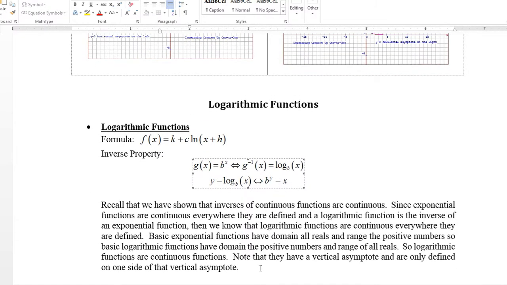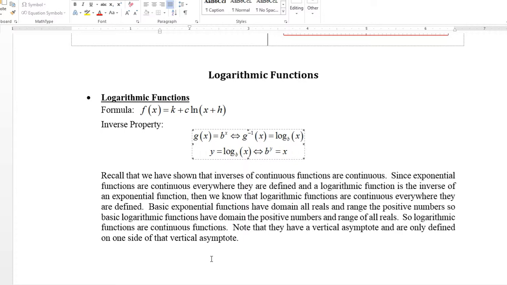Now we've already shown that inverses of continuous functions are continuous, and since exponential functions are continuous everywhere, they're defined. A logarithm is an inverse of an exponential. We know that a logarithm is continuous everywhere it's defined as well. Basic exponential functions like these up here, just b to the x equals y, have domain all reals and range the positives. So a basic logarithm, like y equals log base b of x, is going to have a domain the positives and a range reals.